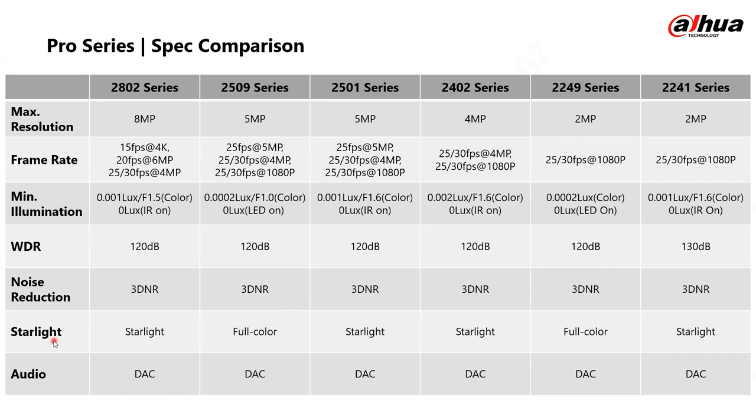When it comes to the illumination functions, for example the starlight, this 2802 uses a starlight function. This 2509 will use the full color function because of this 9 here. We have 2501 and 2402 that will use the starlight function for low illumination. Then we have 2249, that's the full color, and this one is the starlight function.